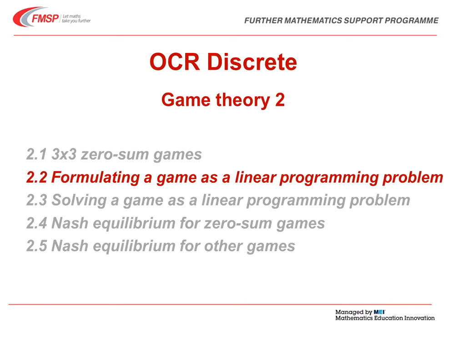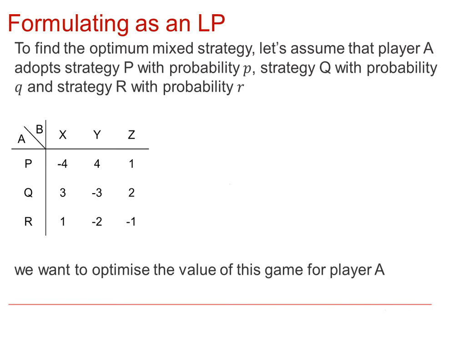Hello, this is the second video of Game Theory Series 2 for OCR Discrete Further Mathematics, and we will see how to formulate an m by n zero-sum game as a linear programming problem. In this video we will use a 3 by 3 zero-sum game as the example, but this technique applies to all m times n zero-sum games.